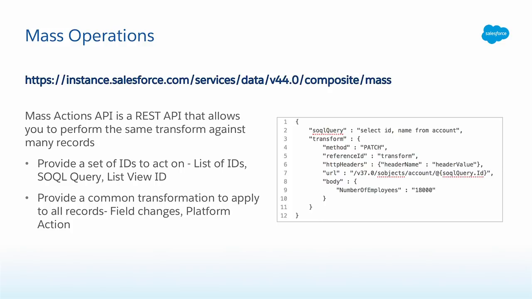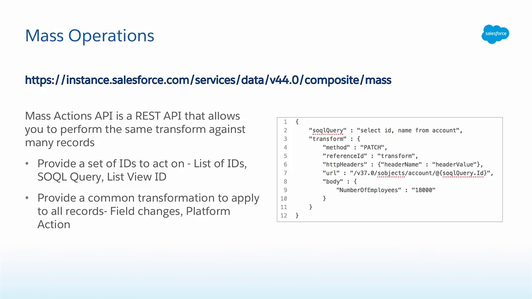A second new composite endpoint that we've introduced is something called mass operations. Now, this is slightly different. This is if you want to be able to perform a single operation across multiple objects. So you would provide, for example, a SOQL query, as we've got here, and the results of that SOQL query would all have one single operation performed against them.